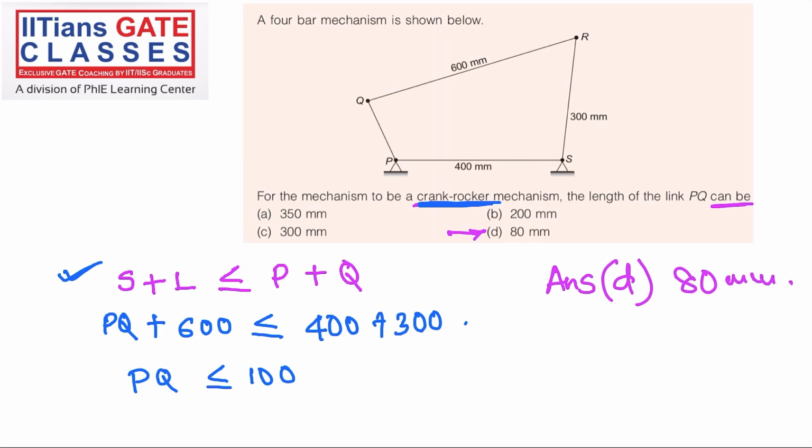It's a straightforward, direct question from Kirchhoff's law, right? So this is a very important law with respect to GATE.